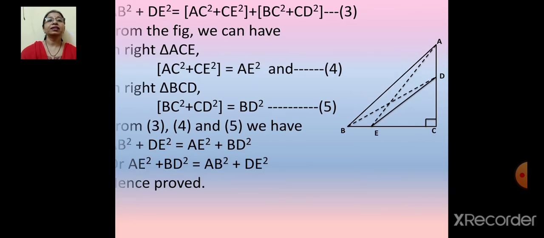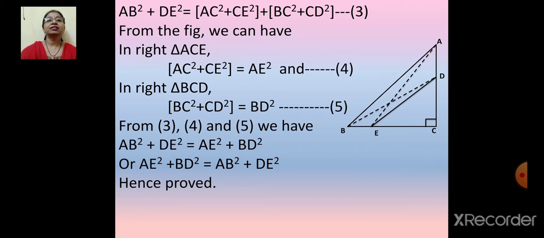So let me copy that equation once again. AC and CE taken together, BC and CD together. Now from the figure, in triangle ACE, we have AC square plus CE square. By Pythagoras theorem, it's a right angle triangle, and the sum of squares of the two perpendicular sides is equal to hypotenuse square. So this bracket is equal to AE square.